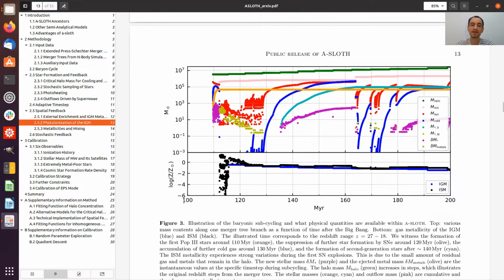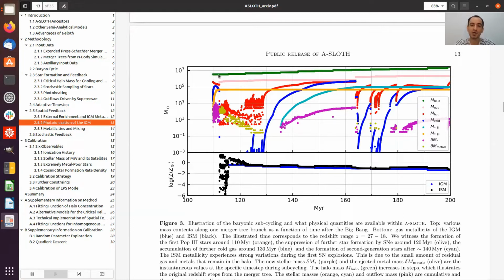So specifically, here we see time after the Big Bang in megayears. The top panel shows masses in solar mass, and the bottom panel shows metallicity logarithmic relative to solar. So it's a busy figure, but let me show you what rich information is available in A-SLOTH and that can be used for science. The input, if you want so, is the green line.